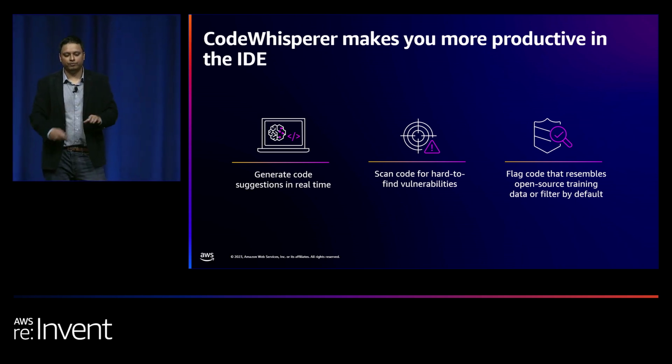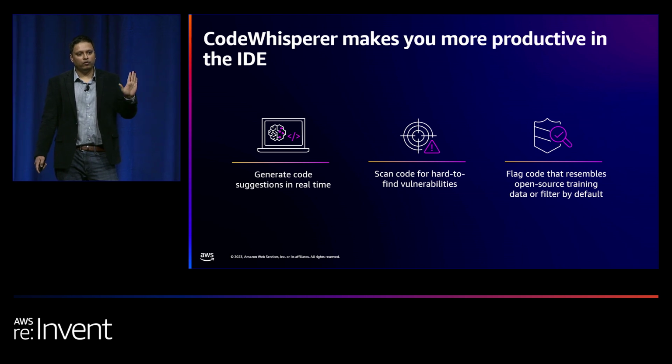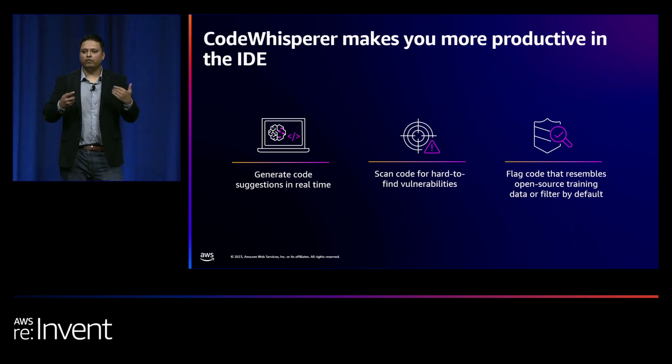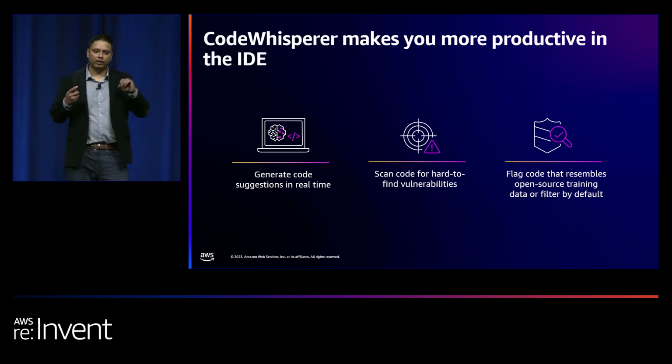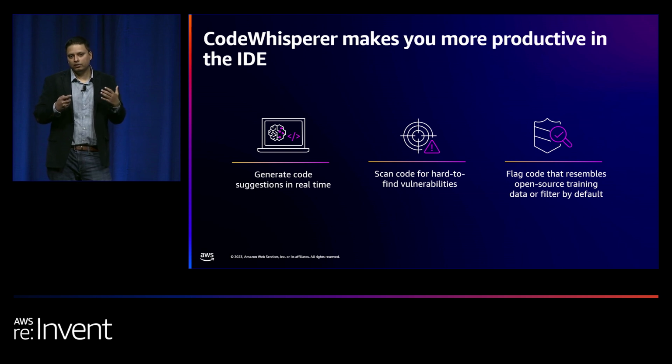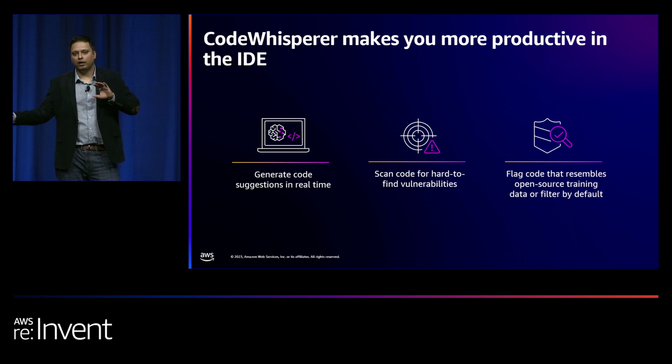And then it also flags code that is generated by this AI tool that may be very uniquely similar to an open source piece of code, right? So we let you know that, look, this is a good solution for what you're asking for, but this may be under license by somebody else, and this is the license type. You decide whether you want to use it or not.